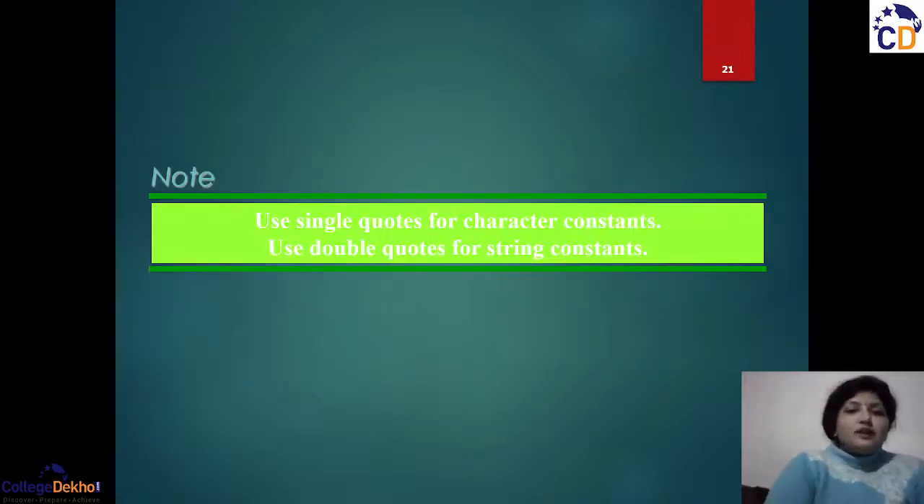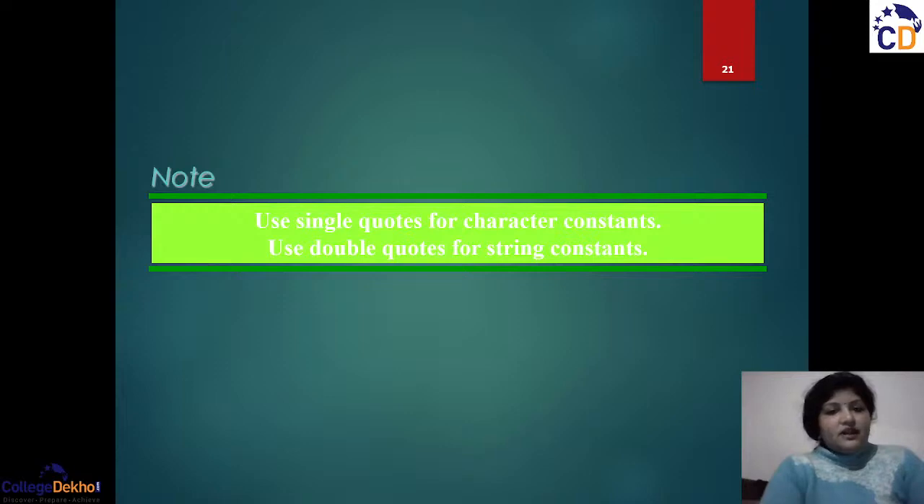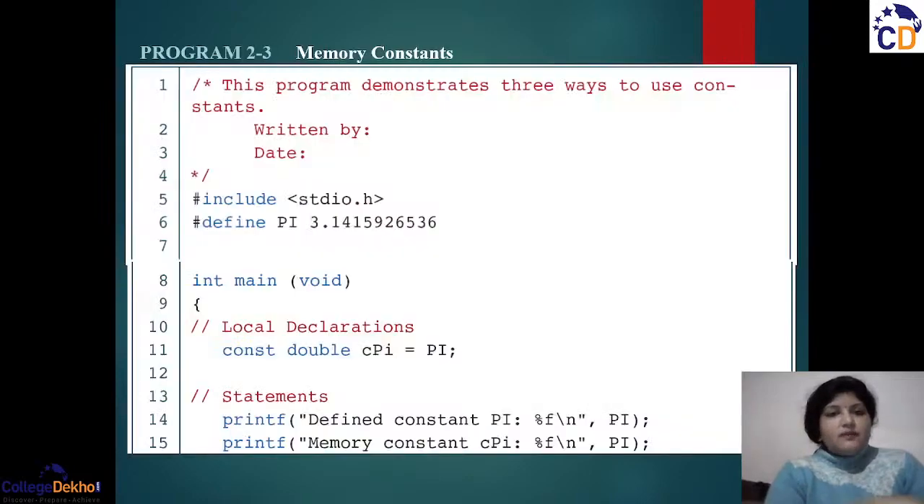Now use single quotes for character constants and double quotes for string constants. So there is a difference between both of them whenever we define constants. If we are using character constants, we enclose them in single quotes, and if we are using string constants, we enclose them in double quotes. So this is the basic difference between them.